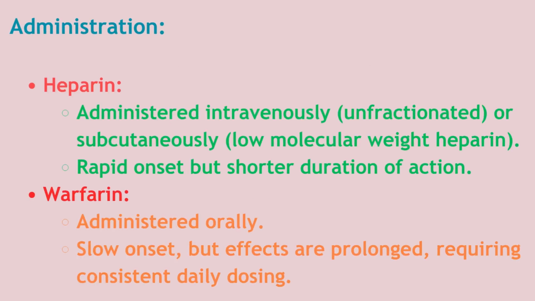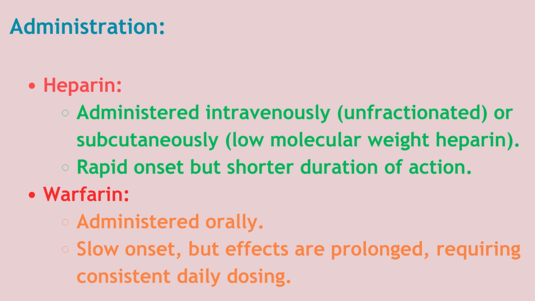Today we will differentiate heparin and warfarin. They both are anticoagulants, but there is still a difference between these two medications. First, their mode of administration. Heparin can be given IV, intravenous, and also subcutaneous. It is a rapid form of medication, meaning the onset is very fast. Onset means the effectiveness, so it acts in a short time, but for a shorter duration. So it has a rapid onset, but lasts for a short period of time.